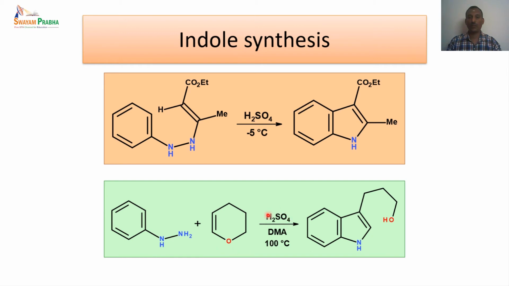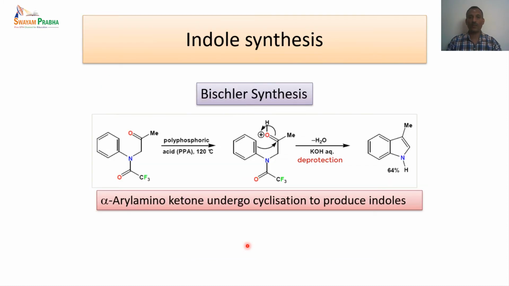And here also we have another case where sulfuric acid is used as a reagent for the cyclization. Next one is the Bischler synthesis. Here the alpha aryl aminoketones undergo cyclization to give the corresponding indole derivative. So here the polyphosphoric acid is the acid which is used for effecting this particular cyclization.